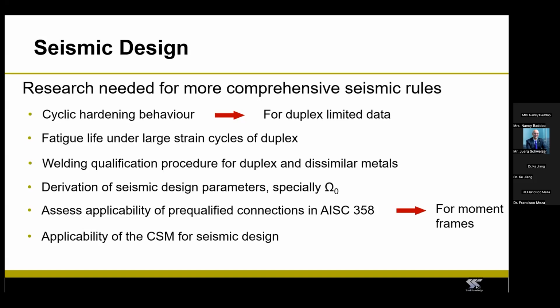The last research topic I have here is about looking at extending the continuous strength method to cover the seismic design of stainless steel structures. So it is possible that the CSM material model might need to be modified to account for cyclic hardening. In this case, it would be useful if you could design a structure using the CSM and then compare the behavior against the behavior you would get from nonlinear response history analysis.